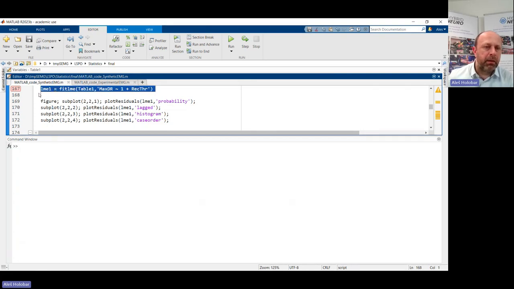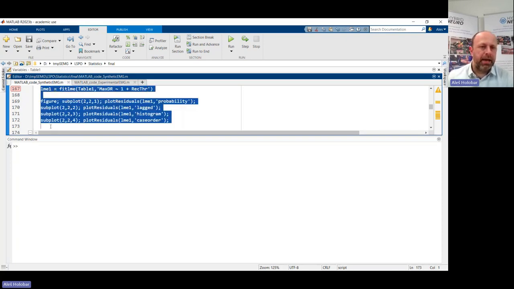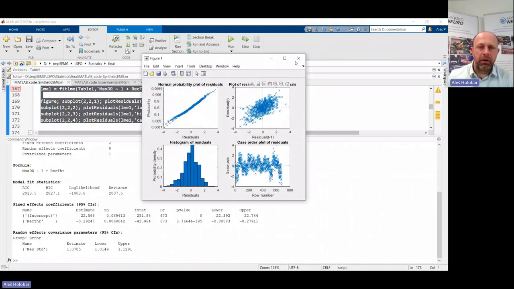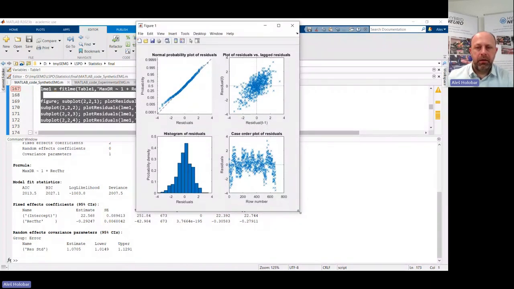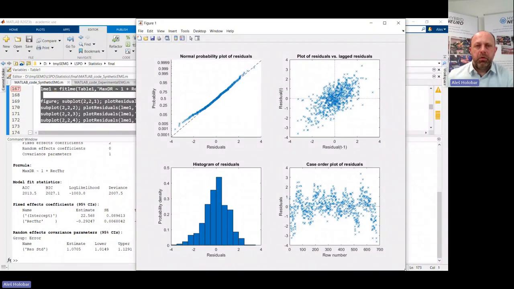My first linear mixed effect model assumes that the maximum discharge rate can be predicted from the intercept and from the fixed effect connected with the recruitment threshold. Okay, this will be my first assumption. It's a very simple model. It's much simpler than the reality. So I expect that things will go wrong and that I will be able to see that things went wrong. And basically what we can do is plot the quantile plots.